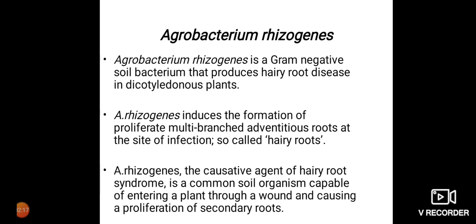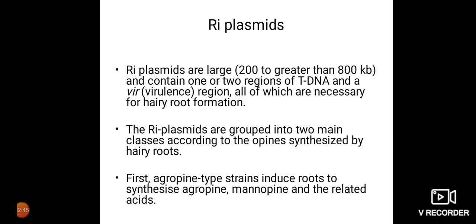The organism is Agrobacterium rhizogenes, a gram-negative soil bacterium responsible for hairy root disease in dicotyledonous plants. Rhizogenes induces the proliferation of multi-branched adventitious roots at the site of infection, so they call it hairy root. Rhizogenes is the causative agent because of the presence of a plasmid called the Ri plasmid, the hairy root inducing plasmid.